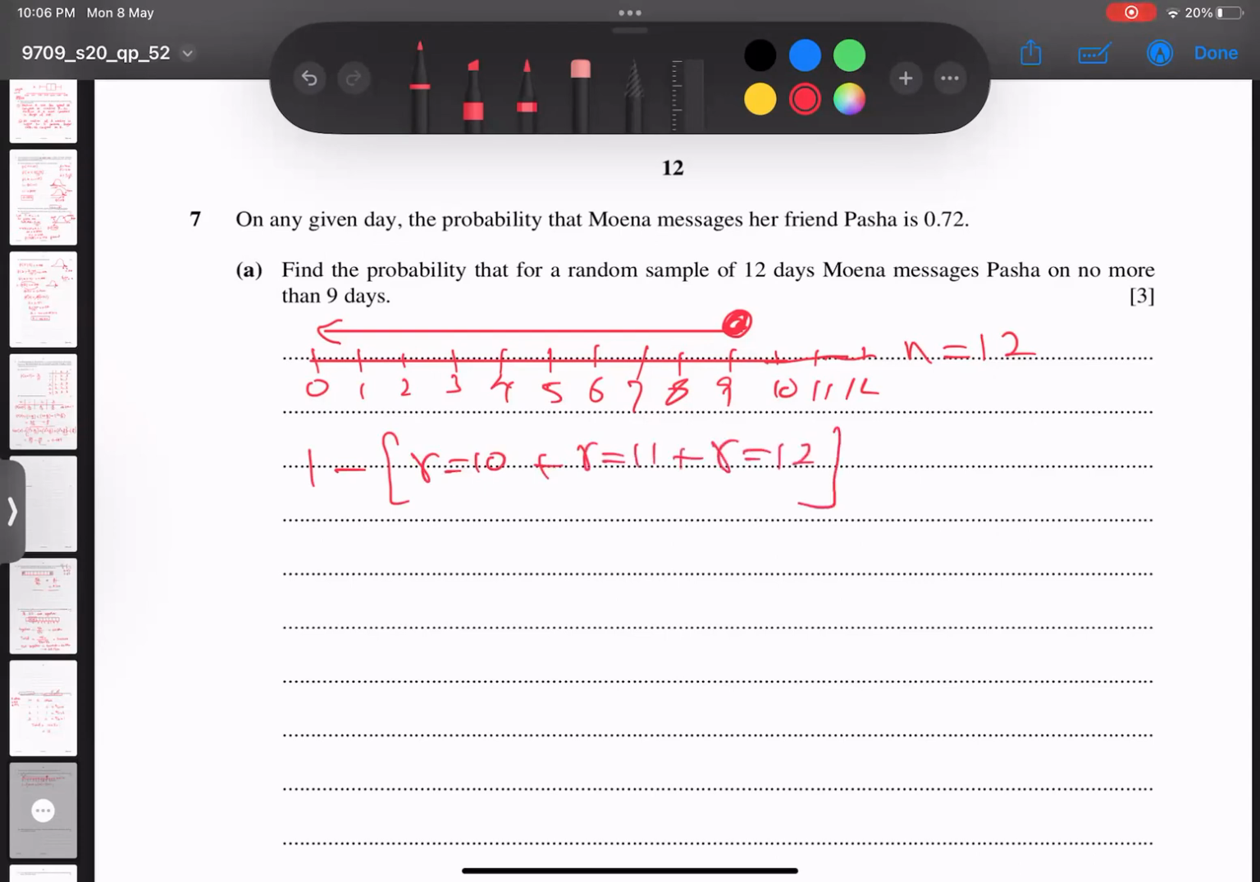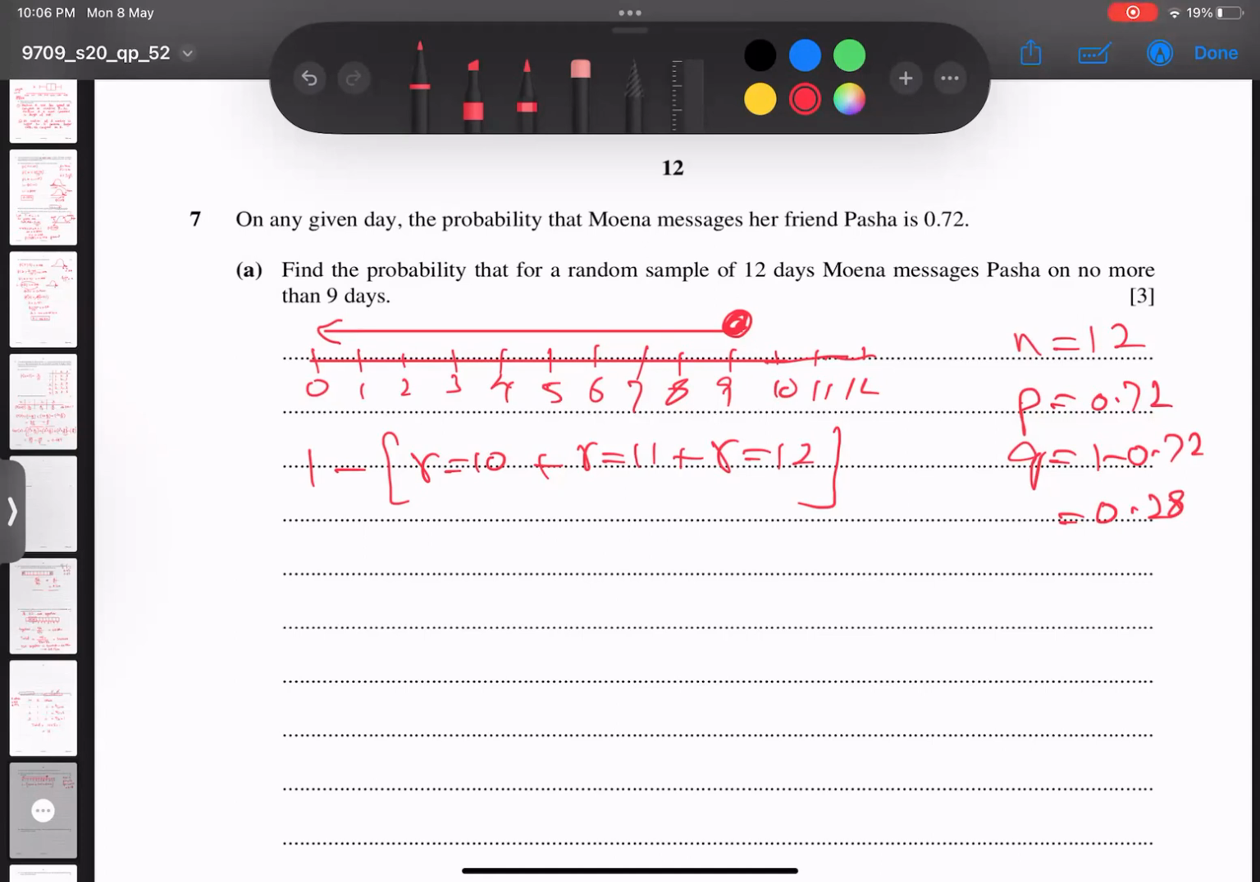But what are the other values we have? The probability of favor, you know very well, is given by him as favoring messaging, so 0.72. And what is not messaging? 1 minus 0.72, and I'm getting 0.28. Okay, students, now I'm going to apply the formula.